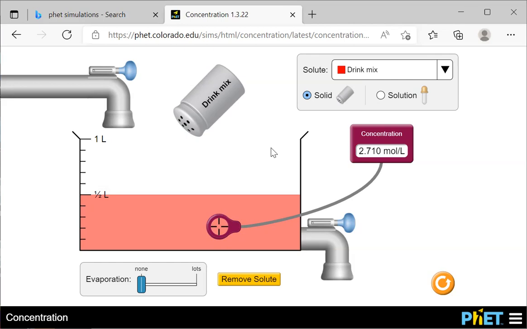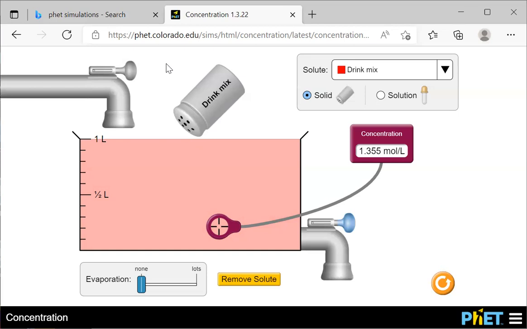On page 5, letter F, it says, add more water by pulling on the faucet to hold it open until it fills to the top. When we did this, remember that we increased the volume of the solution by adding more solvent. Then on letter F, it asks what happens to the concentration when more water is added. If we compare it to the original concentration that we had before adding the water, which was about 2.7, I believe, now it is at 1.355.